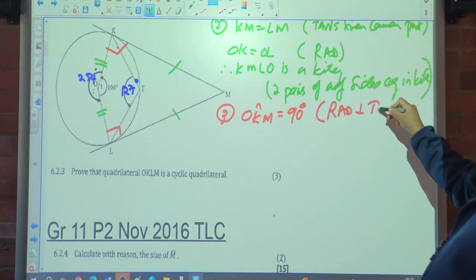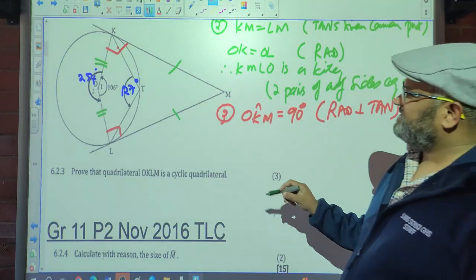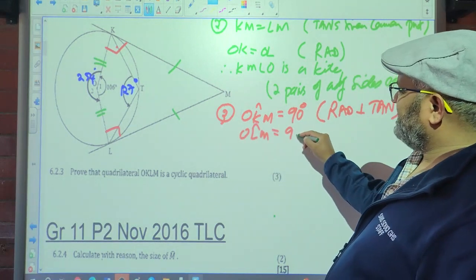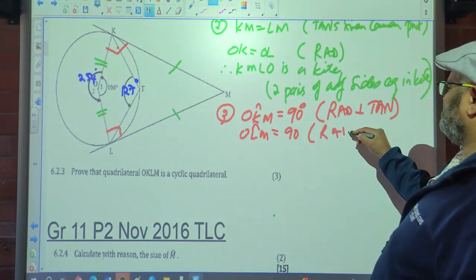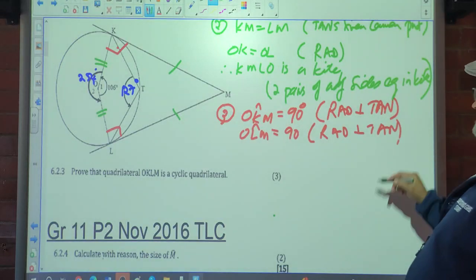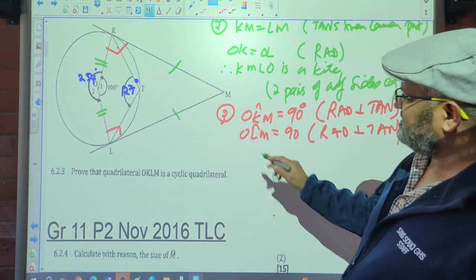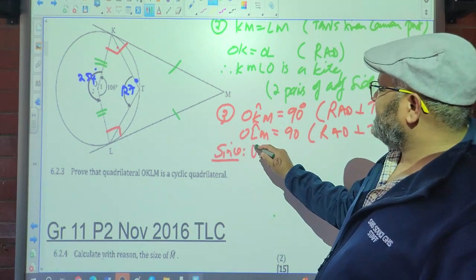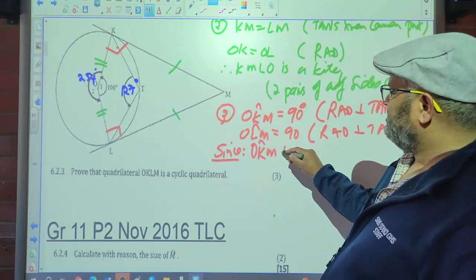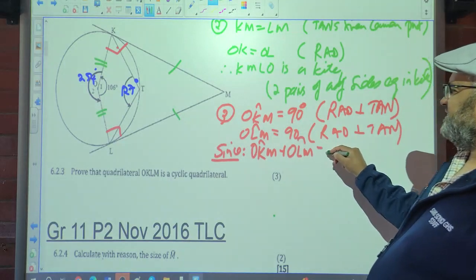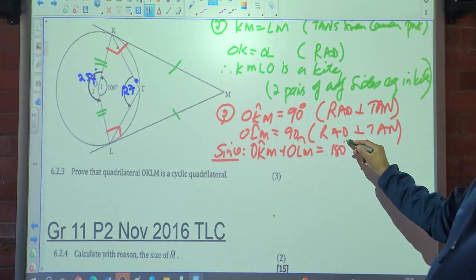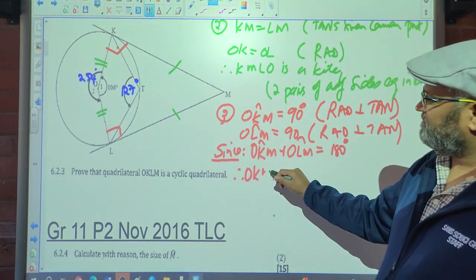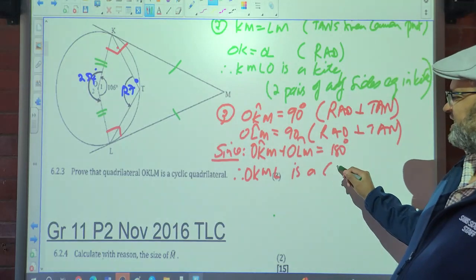Radius perpendicular to tangent. Then OLM is 90. Radius perpendicular to tangent. Okay. So now we state the obvious. We say since, of our observation, OKM plus OLM is equal to 90 plus 90, which is 180. Therefore, OKML is a cyclic quad.